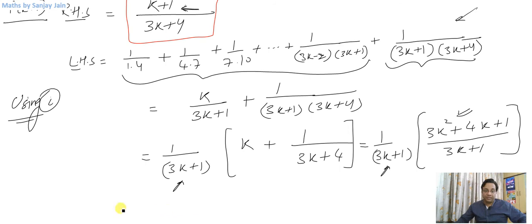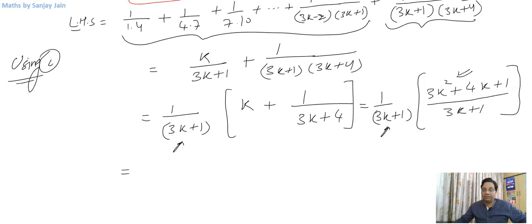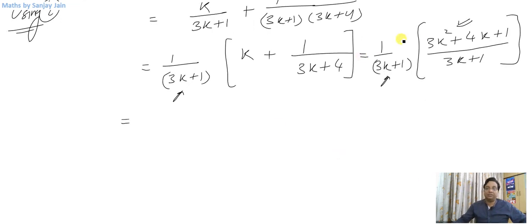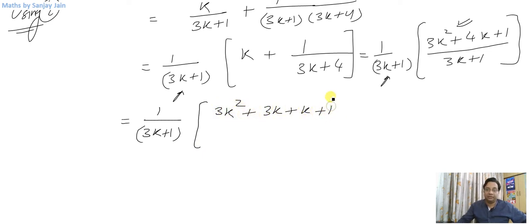So let's factorize the quadratic. We already know the factors of k plus 1 and 3k plus 1, but still let us do it for the sake of completion, or you can say for the sake of examiner. 3k square plus 3k plus k plus 1 divided by 3k plus 1, this was 3k plus 4.